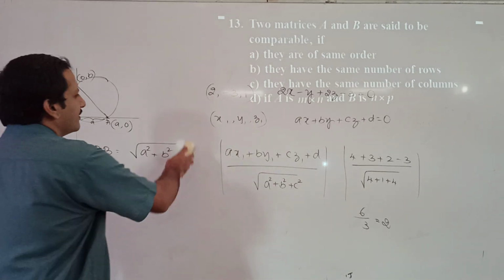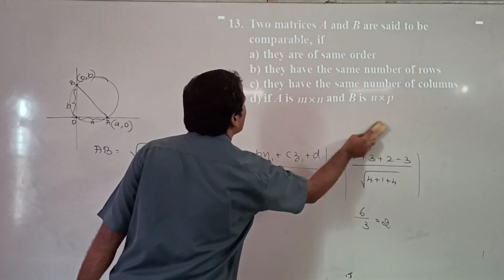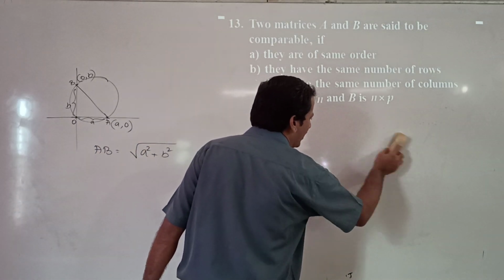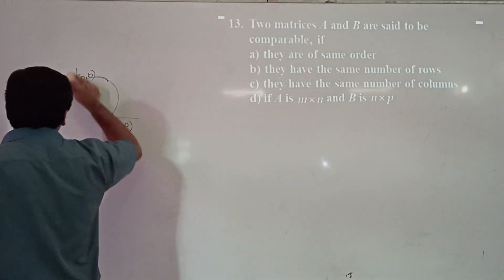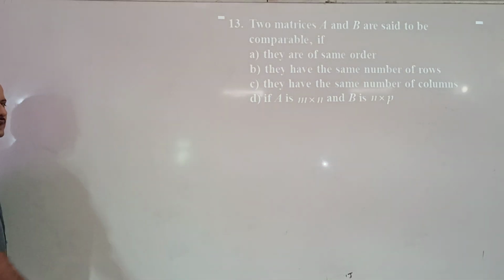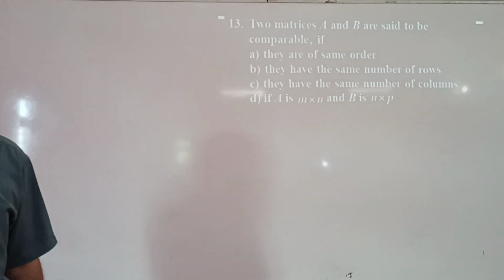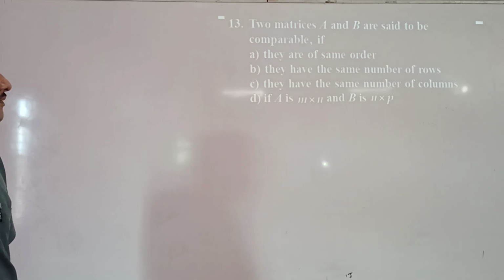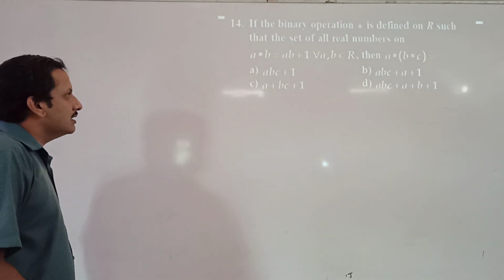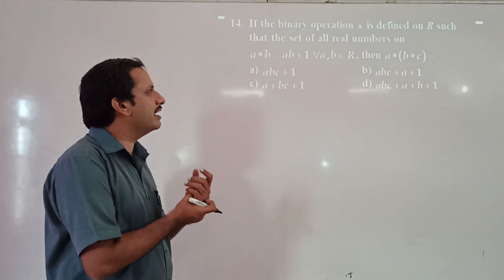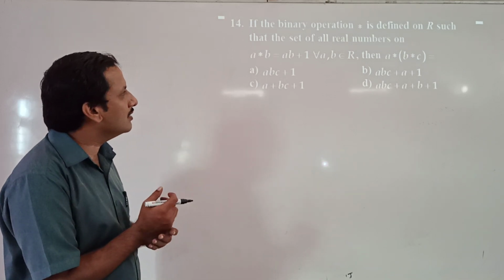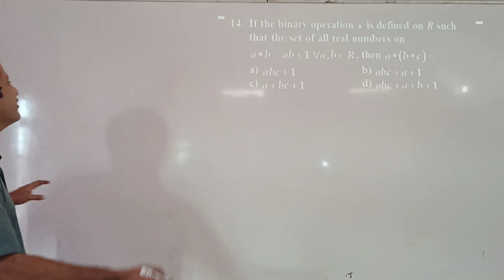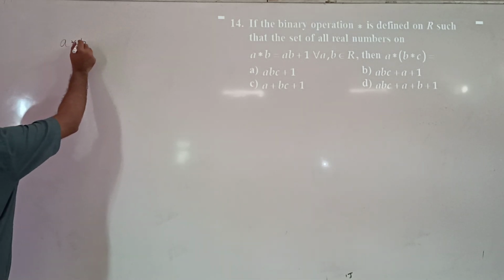Next, 13th question. Two matrices A and B are said to be comparable. So we can compare two matrices only if they are of the same order. I mean, whether we can compare means we can say whether the two matrices are equal or not. We can compare them only if they are of the same order. First option. Next, if the binary operation star is defined on the set of all real numbers such that a star b is equal to ab plus 1.